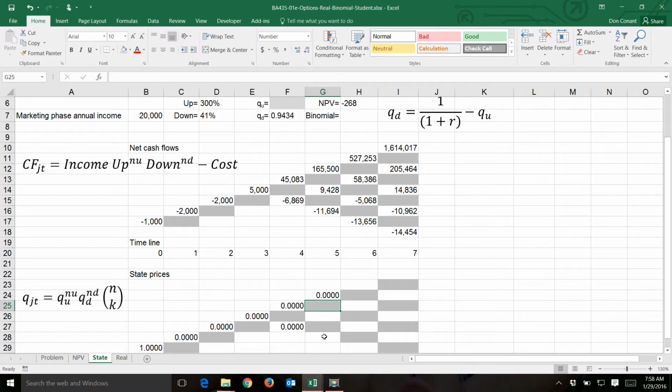And we'll go down and calculate the other boundary condition, the instance of a down market. And in this state, we would have had an up market for 3 periods to get here, times a down market now, a state down for 2 periods. All right?